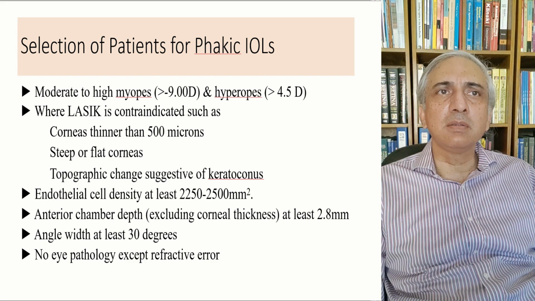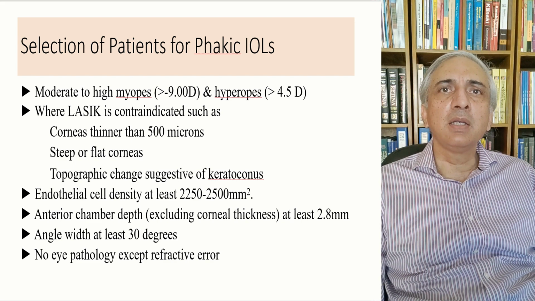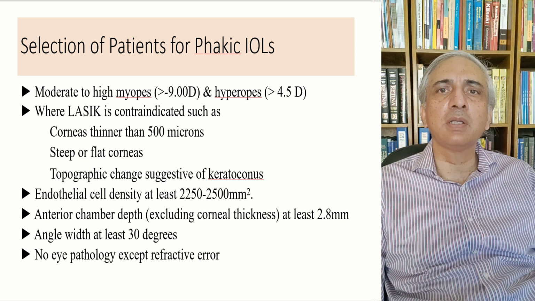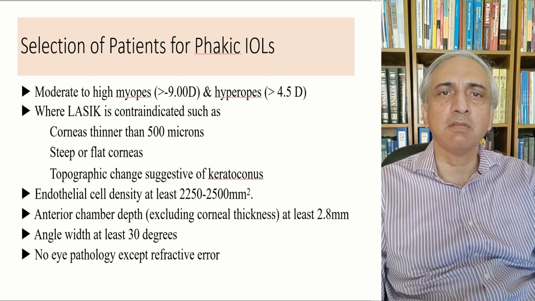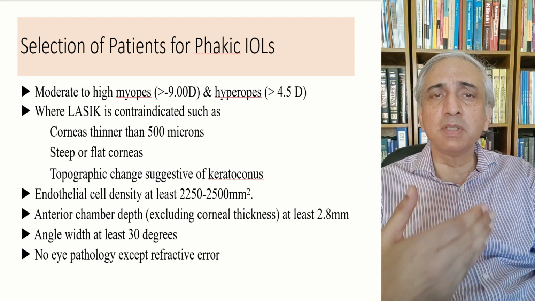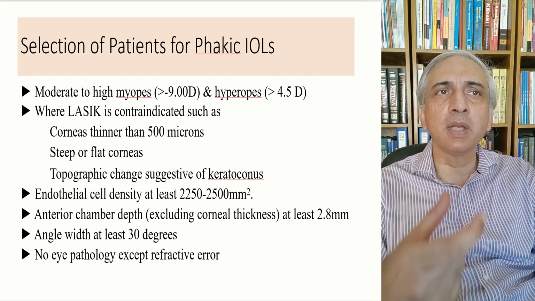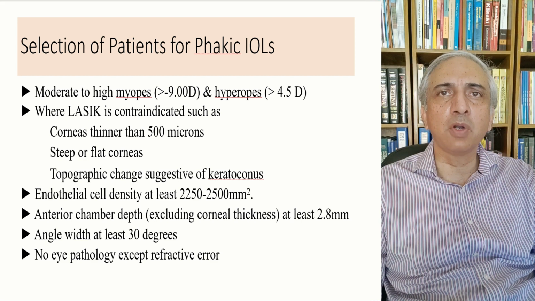Endothelial cell density should be at least 2250 or 2500 per millimeter square. Anterior chamber depth at least 2.8 millimeters. Angle width at least 30 degrees, and no eye pathology except refractive error. So these are the measurements, because obviously they're going to go in the angle, so that needs to be open, and the cornea should be healthy for them to have this procedure.